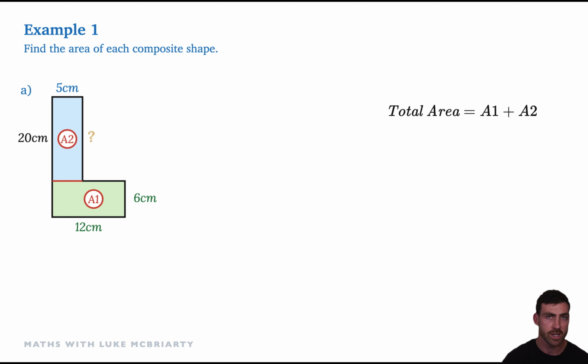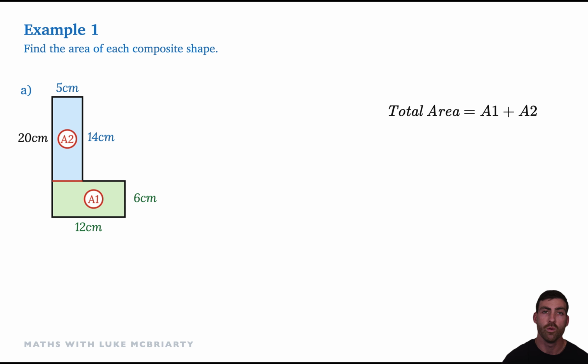We could use information around this shape to help. If we know this entire length is 20 centimeters, and we also notice this length is 6 centimeters, the 6 centimeters plus the unknown is the same length as 20 centimeters. So we ask ourselves, 6 plus what number gets us 20? Or in other words, 20 minus 6. And the missing side length is 14 centimeters.